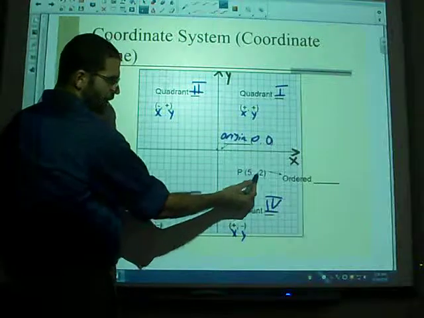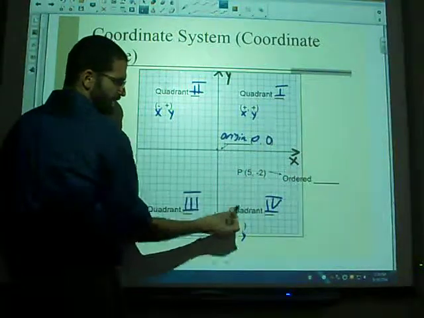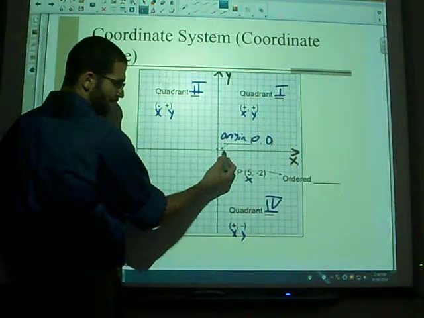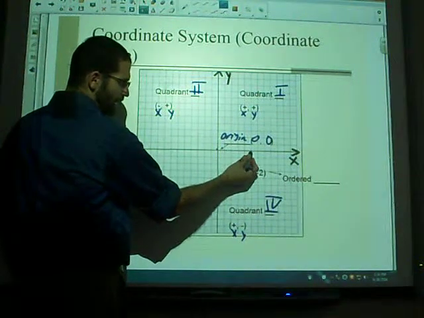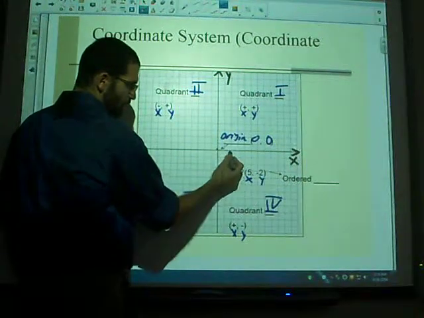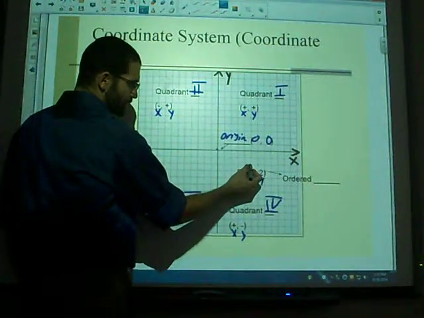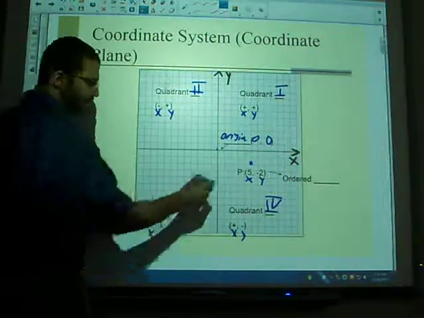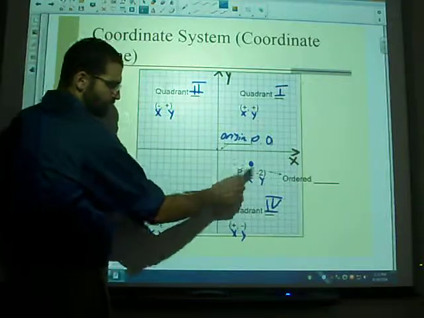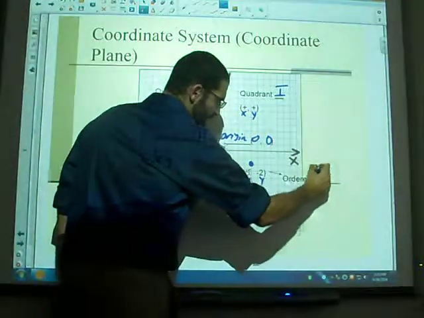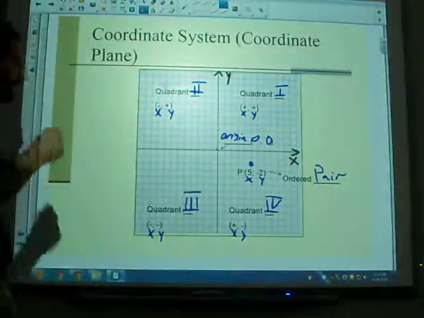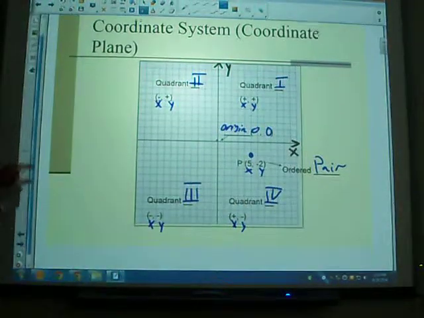If we have a point with coordinates 5, negative 2, that means we go 5 units on the x, so from 0 we go 1, 2, 3, 4, 5, and negative 2 units on the y, so 1, 2. That's point P right here, and the way it's written is called an ordered pair, because they are in order, x and y, and the pair means there are two points.